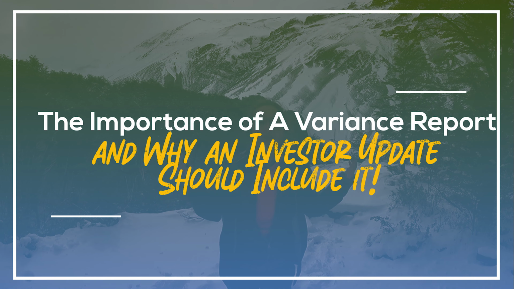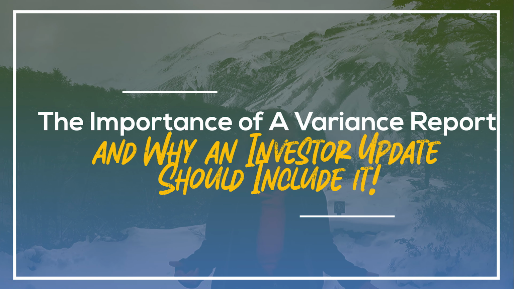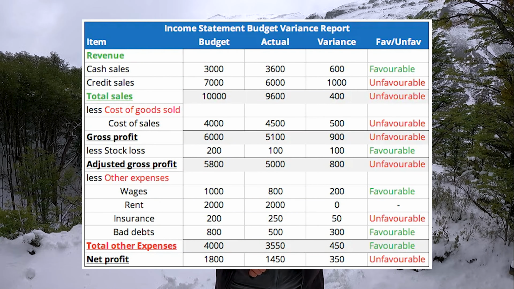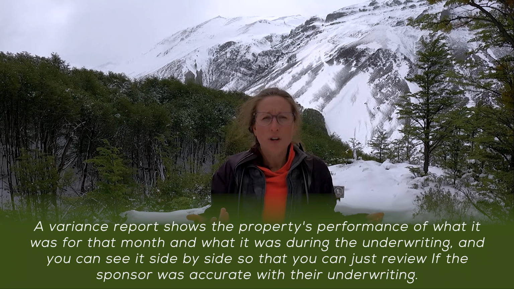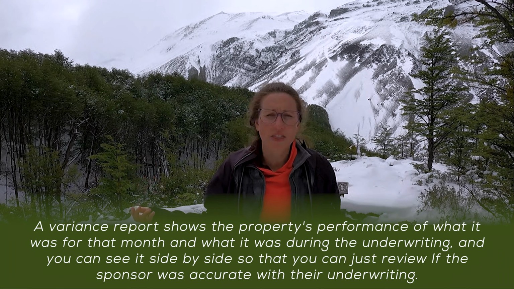So today I'm going to talk to you about what a variance report is and why you want that in your investor update. A variance report shows the property's performance, what it was for that month and what it was during the underwriting. And you can see it side by side so that you can just review if the sponsor was accurate with their underwriting.